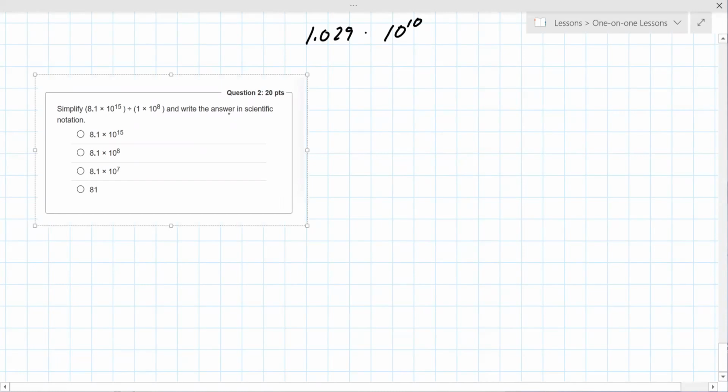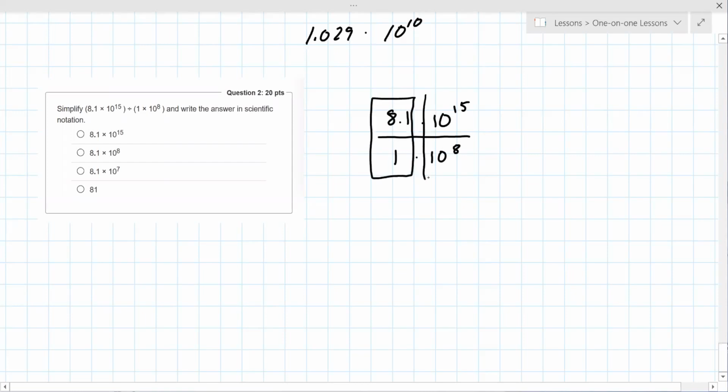Okay, so when you divide scientific notation, usually it's written in a form like this: 8.1 times 10 to the 15th, fraction bar, 1 times 10 to the 8th. Now this should look like problems we previously did. This is a problem, and this is a problem, or part of the problem. What is 8.1 divided by 1? 8.1. When the bases are the same and you're dividing, what do you do with the exponents? Subtract. Okay, what does that become? 7. 15 minus 8. Sometimes you have to write it out, okay?